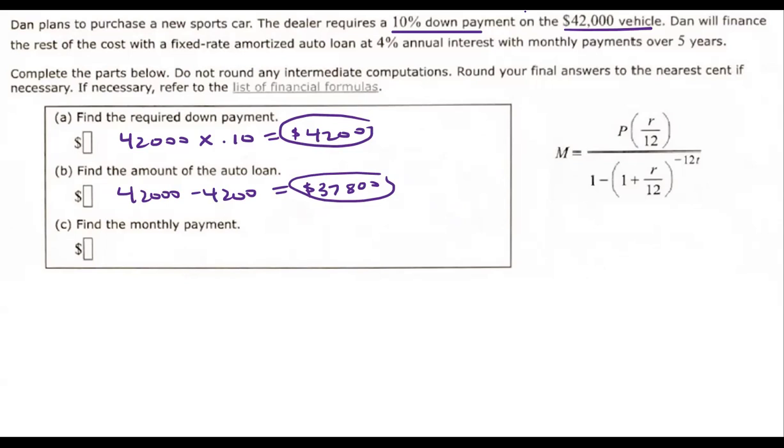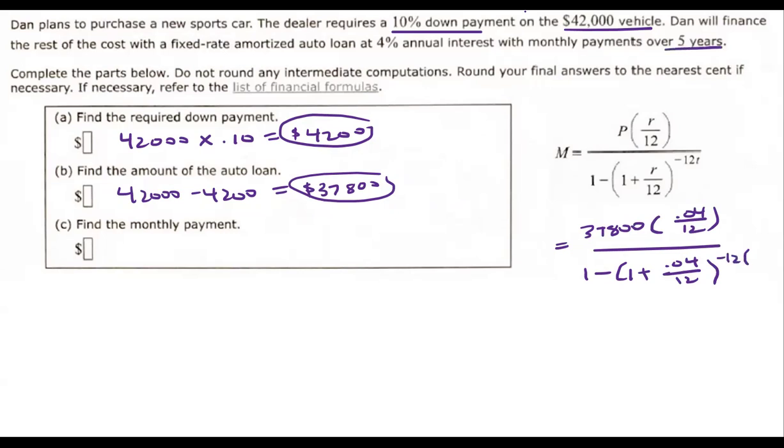So again, when it's asking for the monthly payment here, we'll use this formula. Okay. So P is the amount that he's going to borrow. So that's the $37,800. And R is the interest rate. So that's the 4%. So 0.04 divided by 12. And then 1 minus 1 plus R again is 0.04 divided by 12 raised to the negative 12 times how many years? 5 years. Okay.